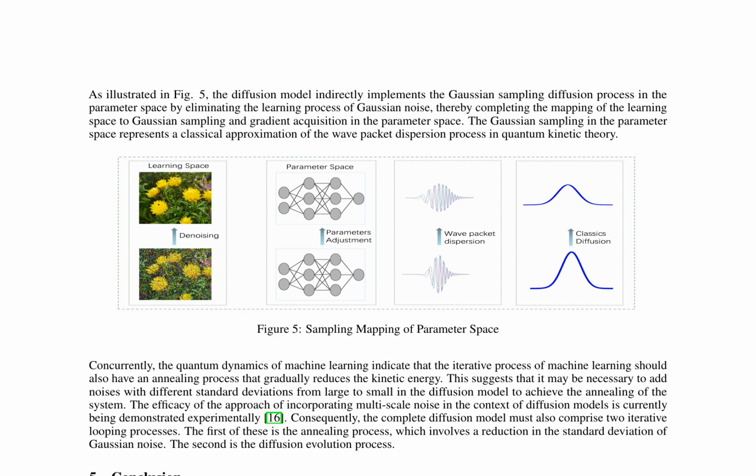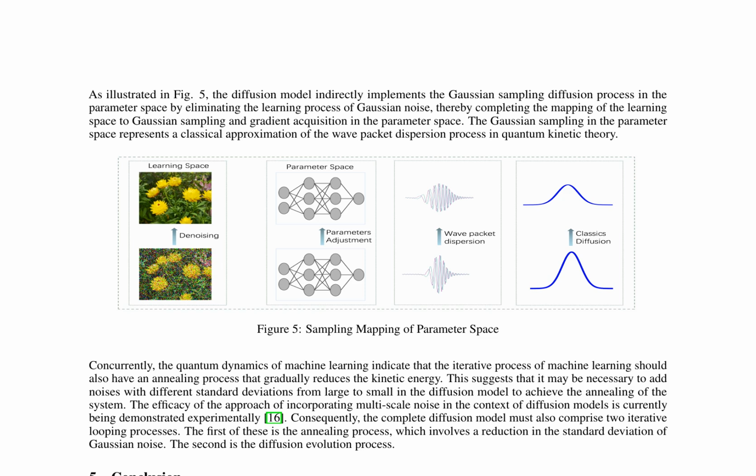The diffusion model, depicted in Figure 5, effectively implements the Gaussian sampling diffusion process in the parameter space by eliminating the need to learn Gaussian noise. This establishes a mapping between the learning space and Gaussian sampling with gradient acquisition in the parameter space. The Gaussian sampling in the parameter space represents a classical approximation of the wave packet dispersion process in quantum kinetic theory.